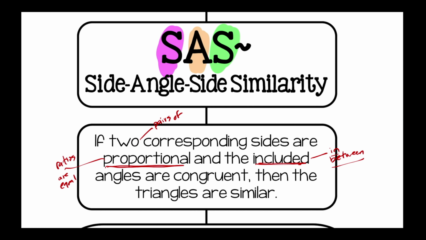And if you can do that, then you can also say that the 2 triangles are similar. So there's the 3 ways: AA similarity, SSS similarity, SAS is the new one.